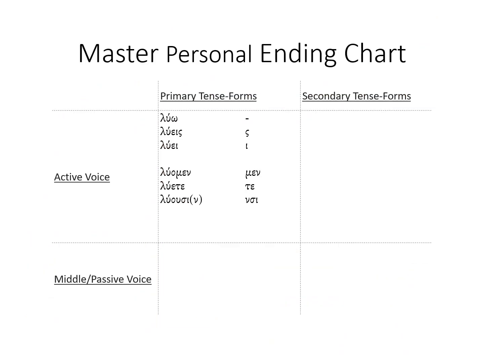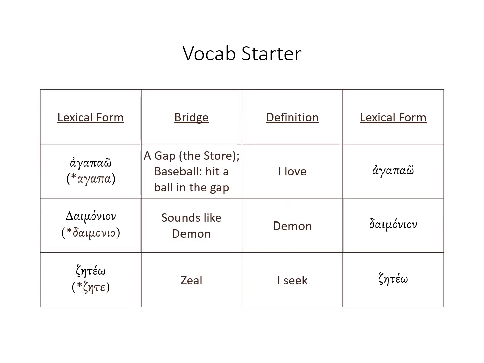Our master personal ending chart, we think about the endings that are here, and I again want you to memorize these endings. We have omitted the connecting vowel. I want you just to think about these endings, and remember that nu drops off, lengthening of the omicron to upsilon, or omicron upsilon together, and usi. And this is the process that we go through.